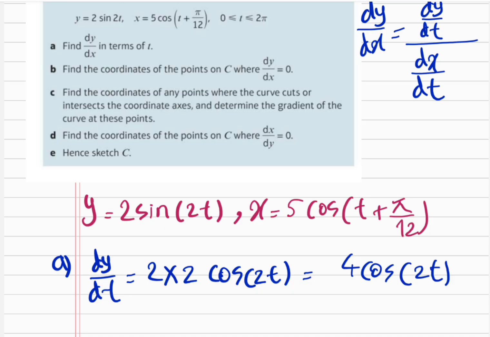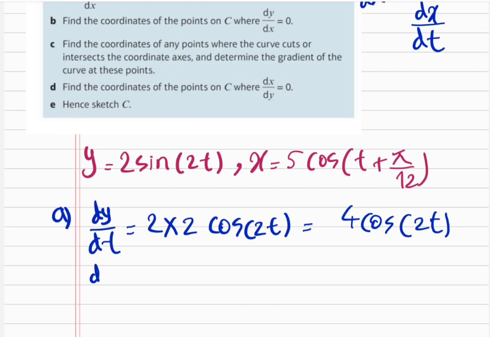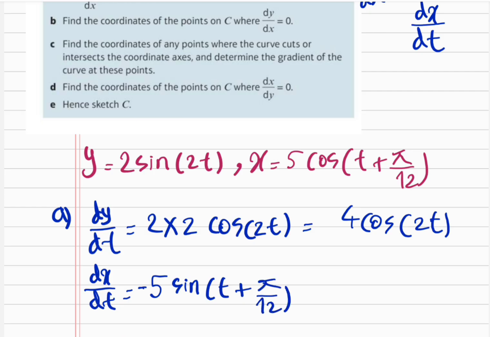And now for dx by dt, we have 5 cos of t plus pi over 12. Inside the bracket differentiates to 1, so we are going to have 5 here, it doesn't change. And then cos differentiates to minus sine. So it's going to be minus 5 sine of t plus pi over 12.